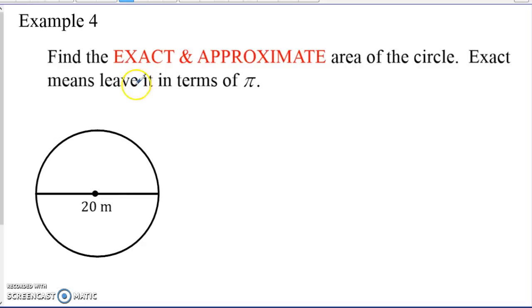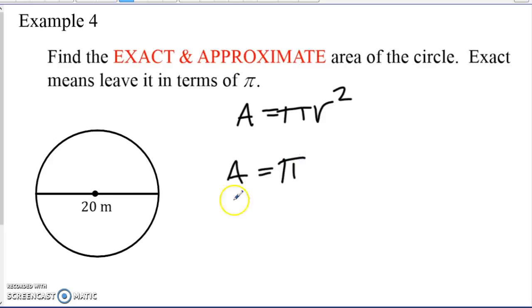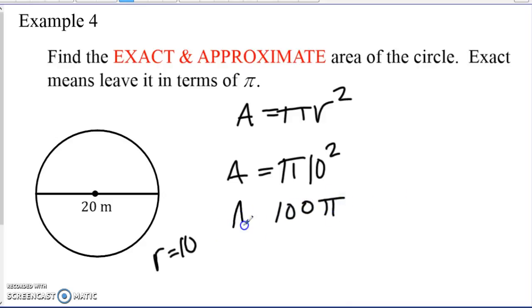Okay, I asked you to do the same thing in area. I asked for the exact and approximate of area of a circle. So I'm going to write that area is pi r squared. I'm going to say area equals pi, and you got to be careful because that's the diameter. So the radius is how much? 10. And if the radius is 10, then I square it, and 100 pi is your answer for exact.